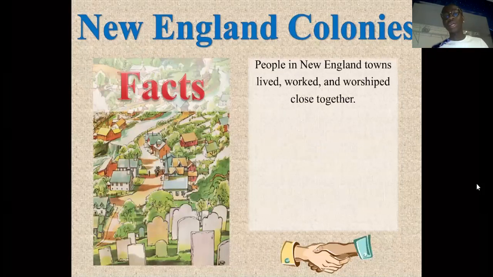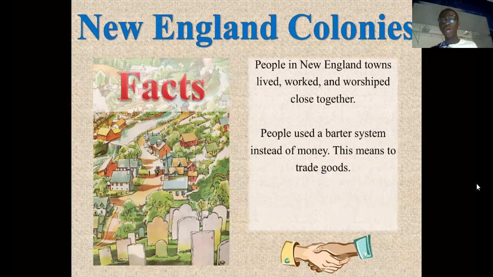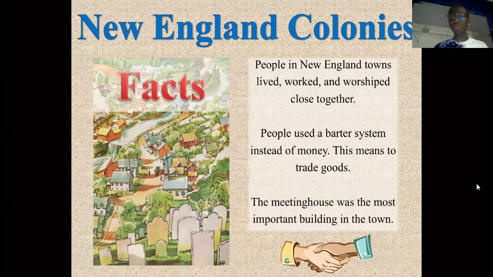Here's some facts for you. People in New England towns lived, worked, and worshipped close together. It was a community. People used a barter system instead of money. This means to trade goods. A barter system is a system used to trade goods. The meeting house was the most important building in the town, which is like our town hall, I guess you'd say.